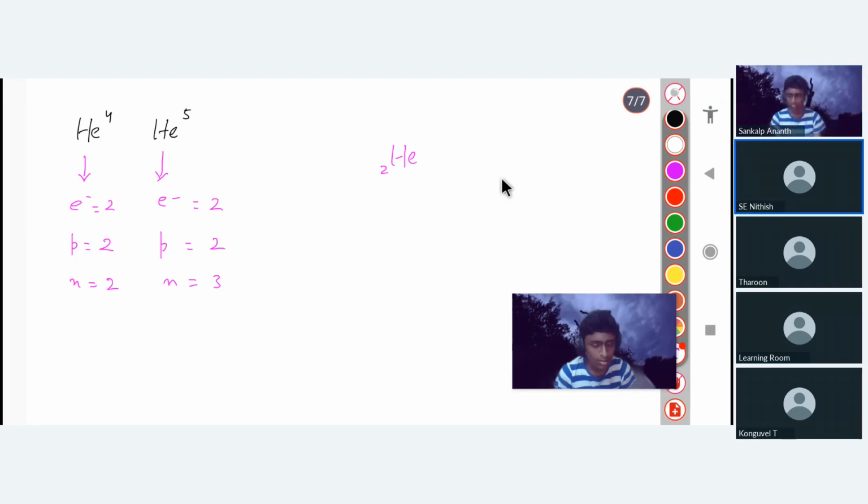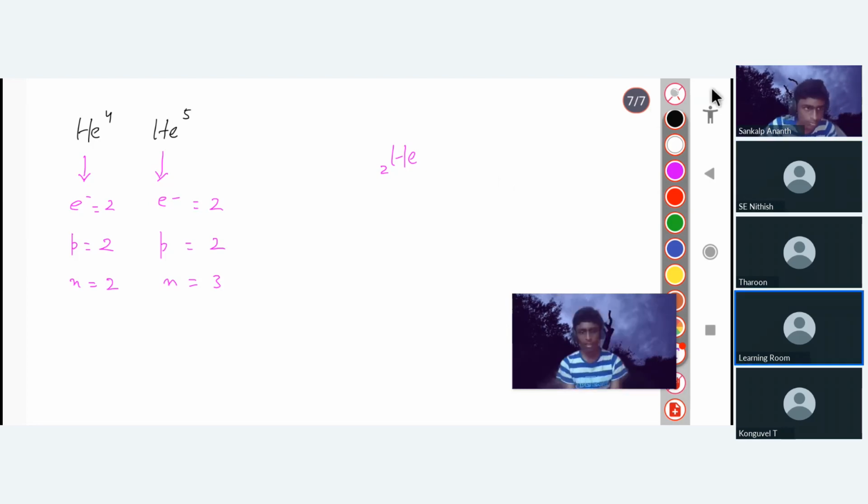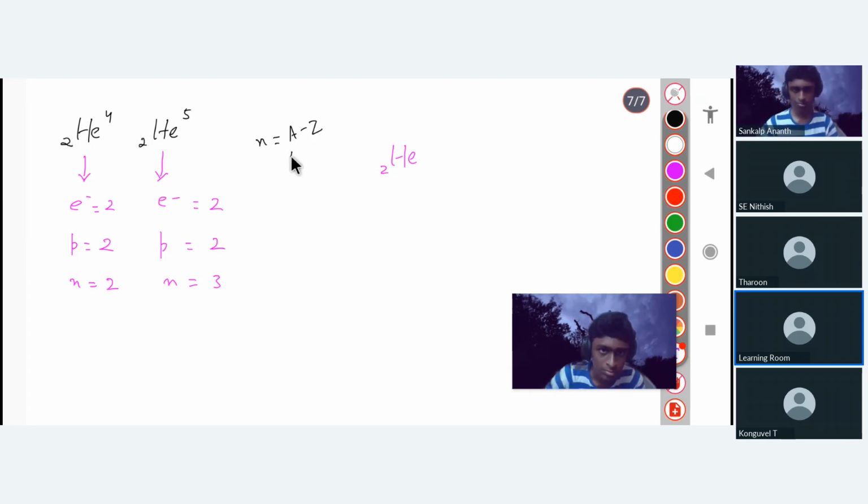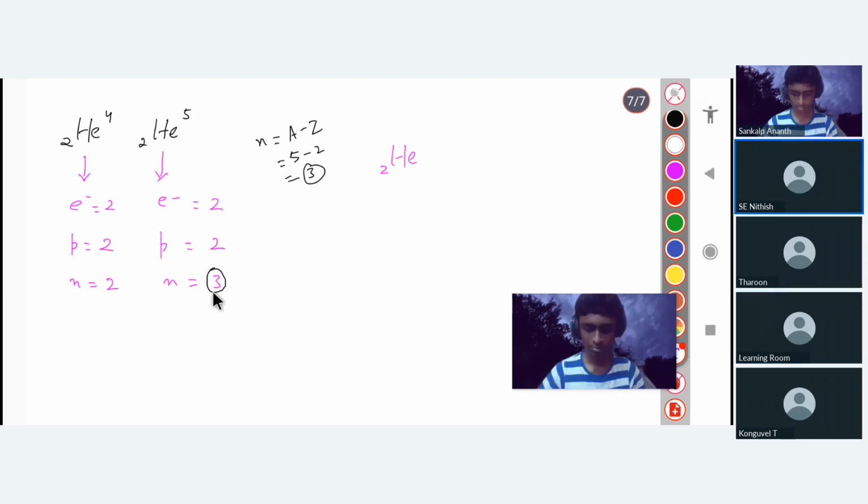Is it clear now? Isotopes, yes, sir. Have you got it now? Is there any doubt? No, sir. So these are isotopes only, sir. Number of neutrons is given by A minus Z. So A is here 5 and Z will be same. Atomic number is 2 here and also here 2. So 5 minus 2, that is 3. Got it? Yes, sir.